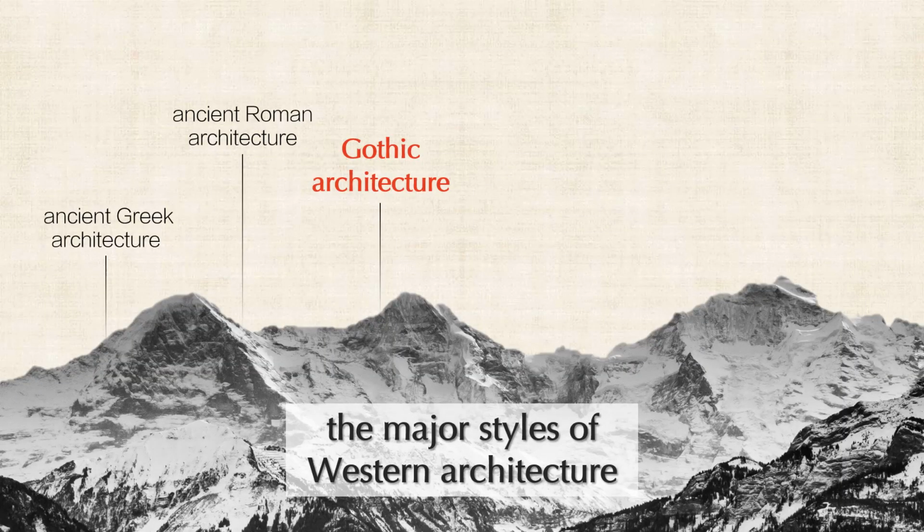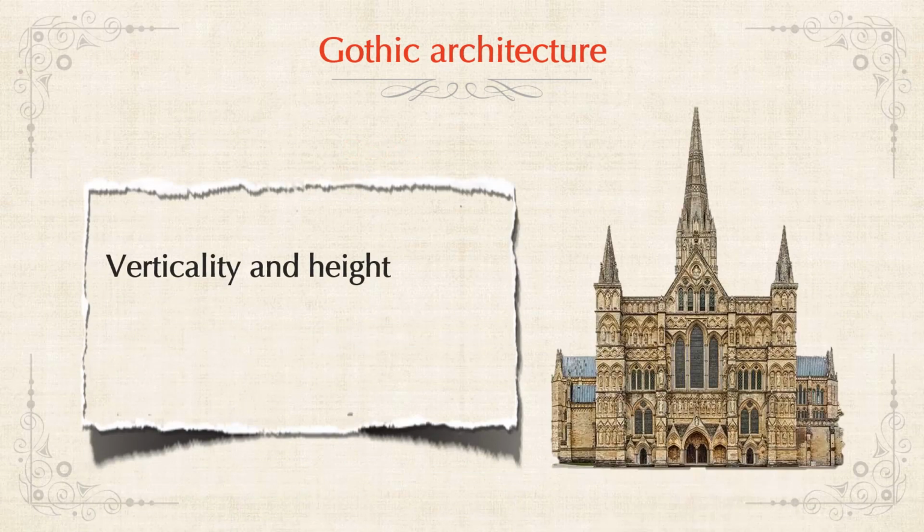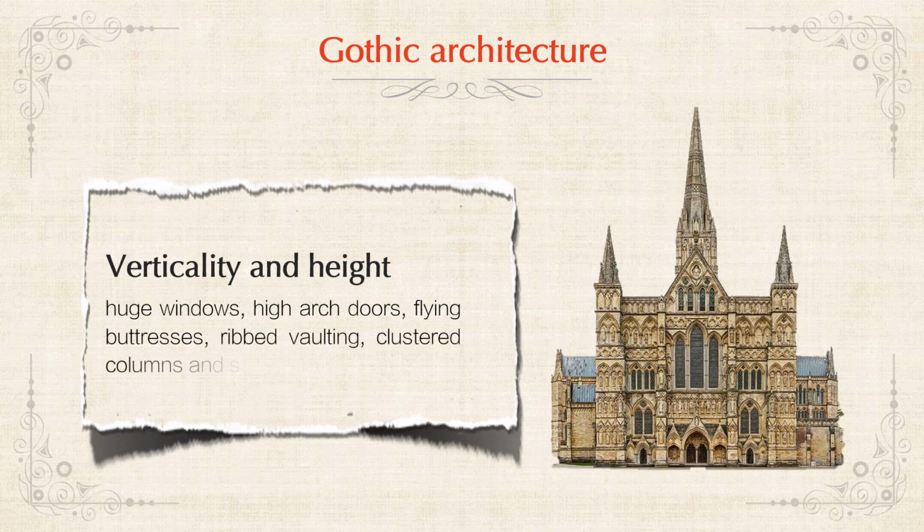In the late medieval period, Gothic architecture was flowering. Verticality and height were emphasized in Gothic architecture. They were featured with huge windows, high arched doors, flying buttresses, draped vaulting, clustered columns, and sharply pointed spires.